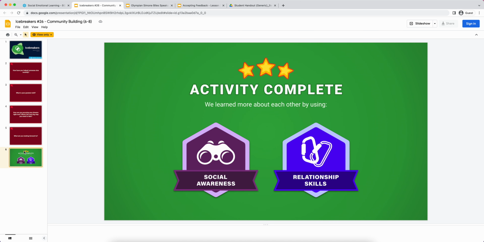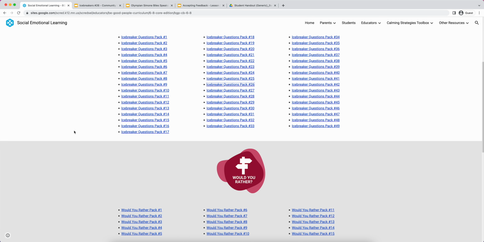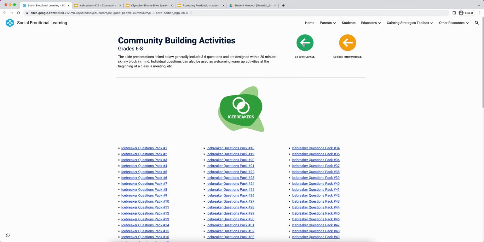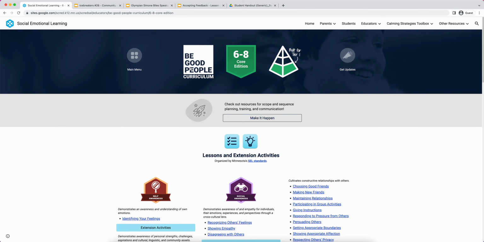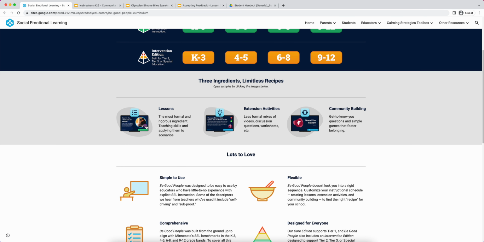And then, like I said, those badges are everywhere. So even by getting to know each other and just doing a little bit of icebreaker activity, we're practicing social awareness, empathy, perspective taking, and relationship skills. And that is pretty much it. Like I said, most middle schools are going to rotate between those 3 activities we talked about: maybe 20-30% lessons, a good chunk like 50-60% extension activities, and then community building making up the rest. But it's really up to you. That's why we say 3 ingredients, limitless recipes.